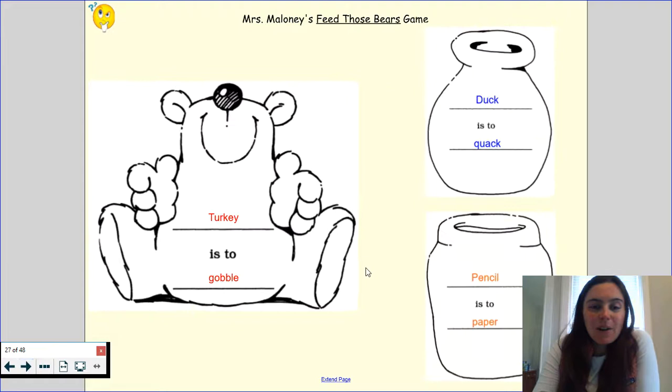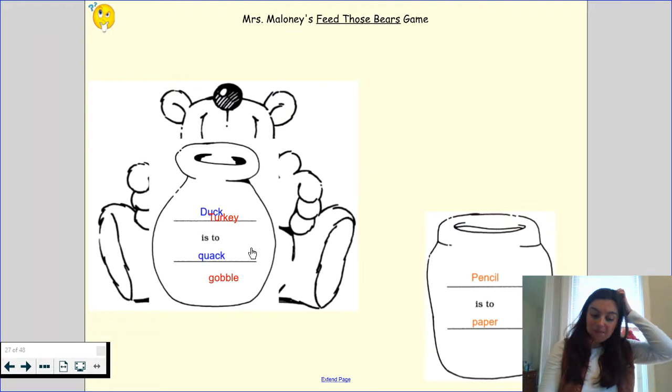All right, here's another one. Turkey is to gobble. Okay, so a turkey goes gobble, gobble, gobble. Can you guys do that? All right, which jar of honey goes with that analogy? Is it duck is to quack, or is it pencil is to paper? I'm gonna go with duck is to quack, because this is describing the sound that the duck makes. They quack, just like turkeys gobble. Okay.